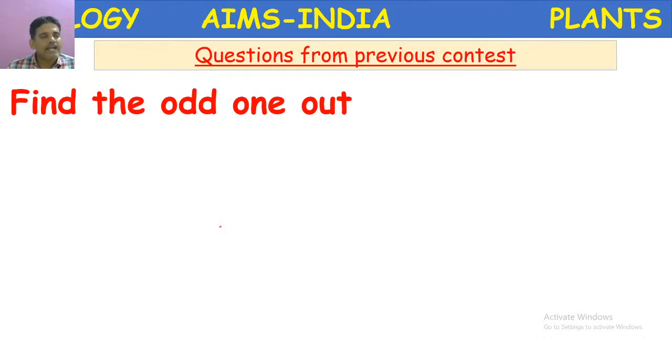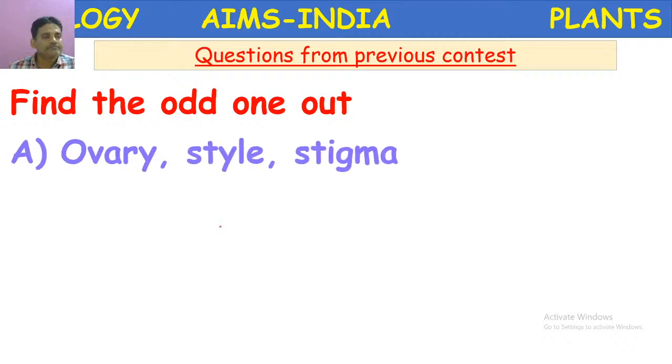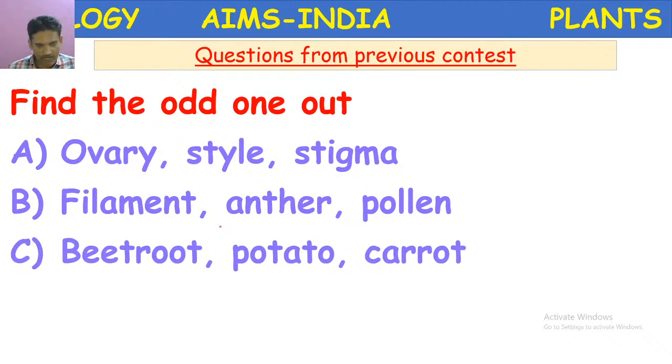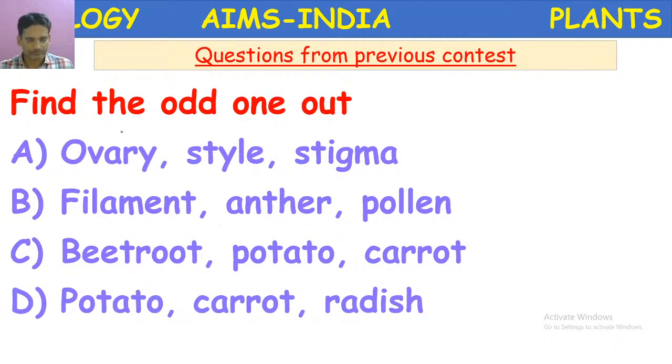Next question. Find the odd one out. This type of questions also appears in the competitive exams. Ovary, style, stigma. This type of questions is called analytical type questions. Analytical approach type. You have to apply your knowledge. Come on, try to answer this question. Find the odd one out.